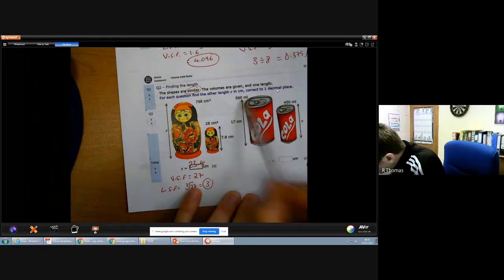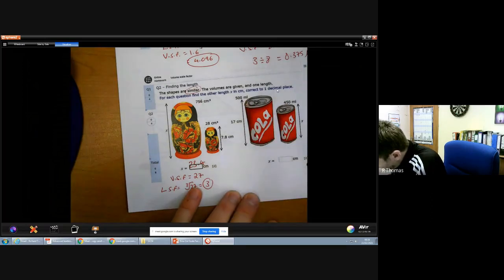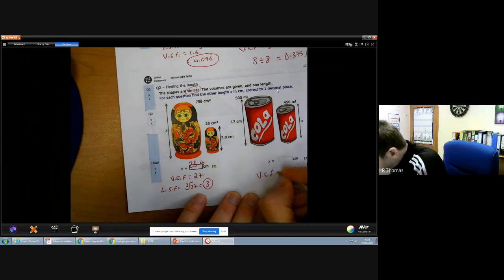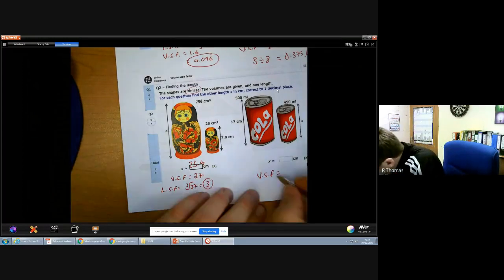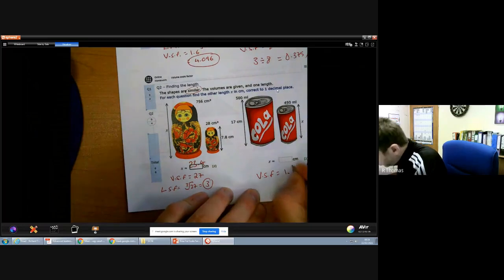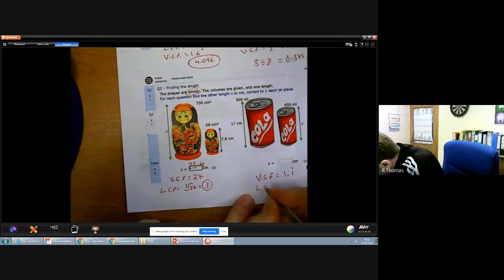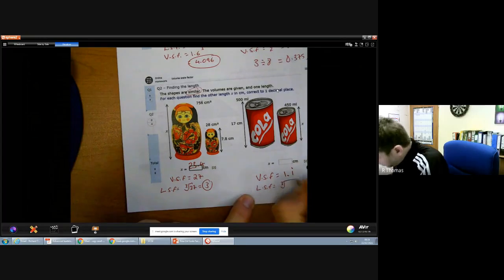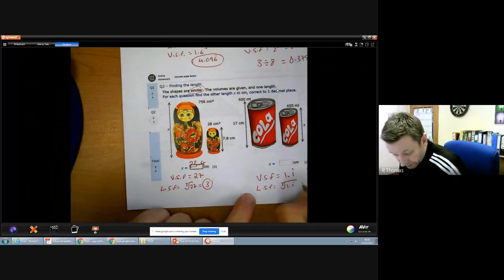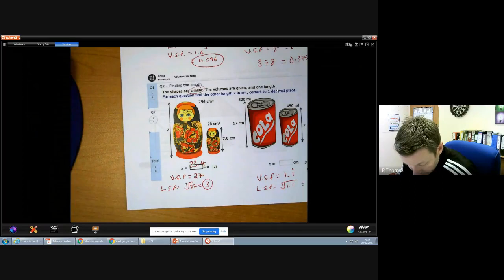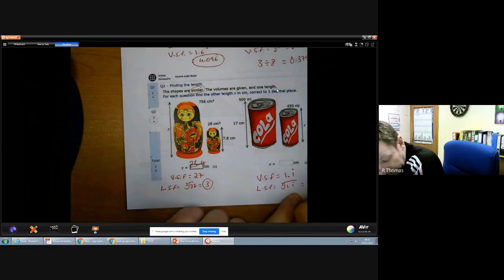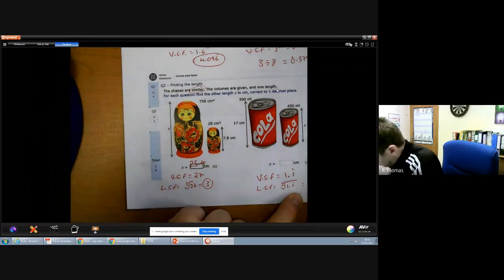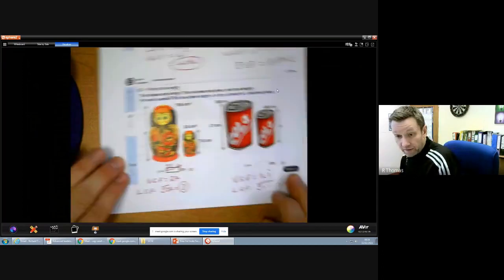And then this last one, here's my 2 volumes. So I'm going to divide them to get the volume scale factor, right? So the volume scale factor is 500 divided by 450, which is 1.1 recurring. So the linear scale factor is the cube root of 1.1 recurring, which is 1.036. I've rounded it there. Oop, I'm off camera. Apologies.